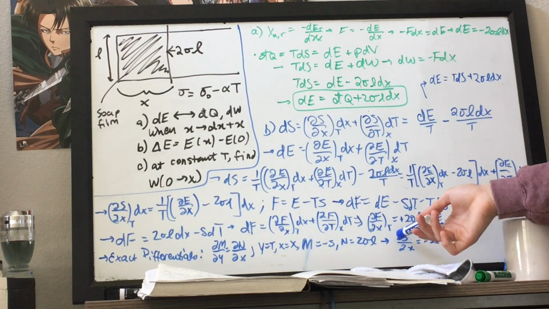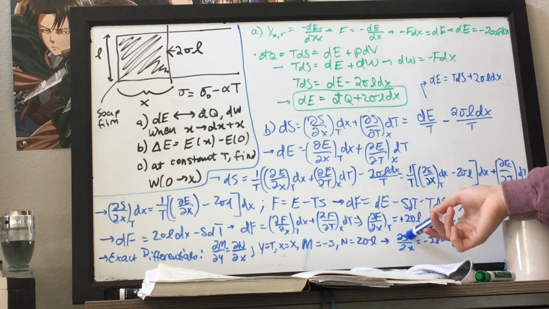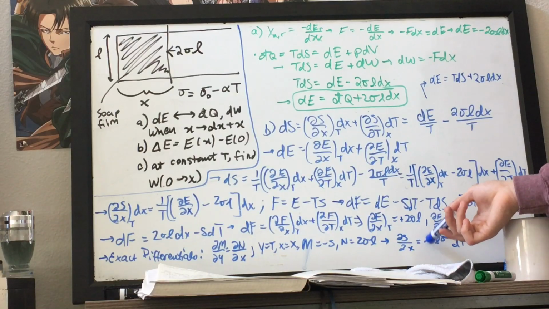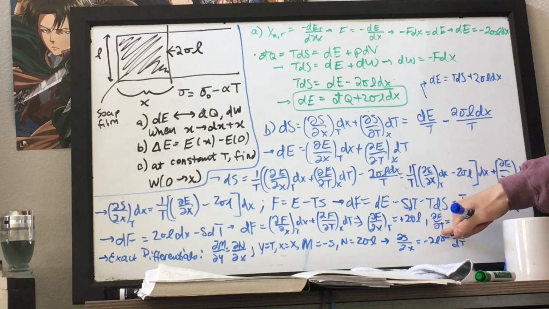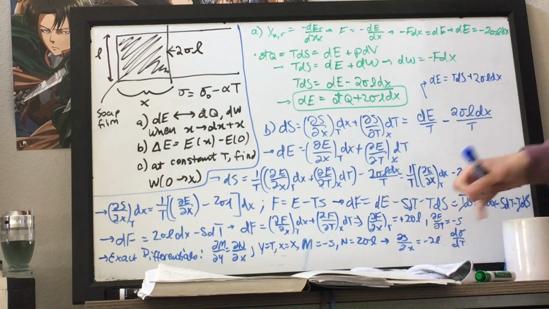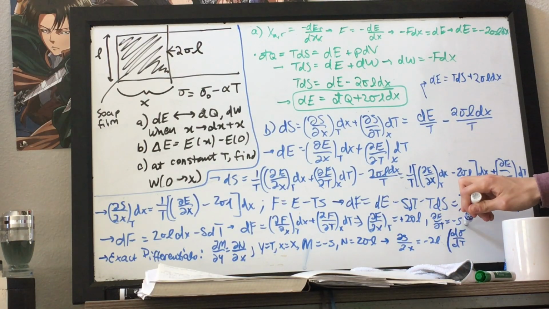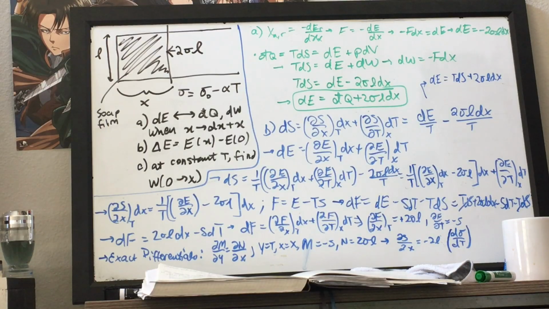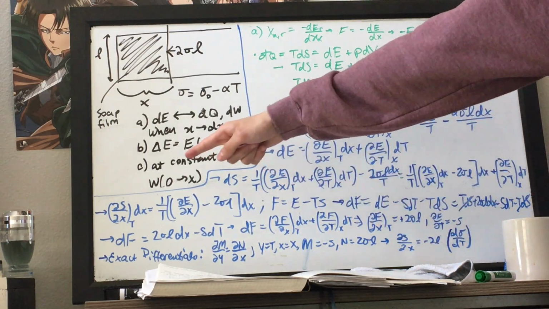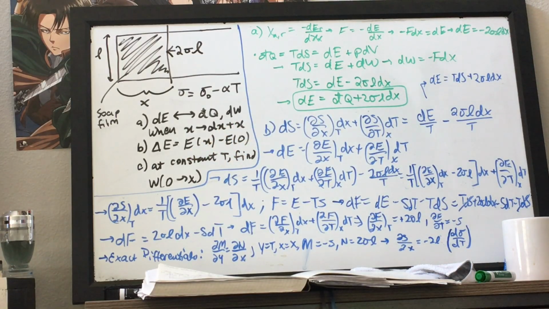So we can write that our partial derivative of entropy with respect to x is equal to negative 2L times the derivative of sigma with respect to t. Wow, that was taking a lot out of me for some reason. So with this in mind, what we can do is take this and plug it back in for our expression of change in entropy with respect to distance x.